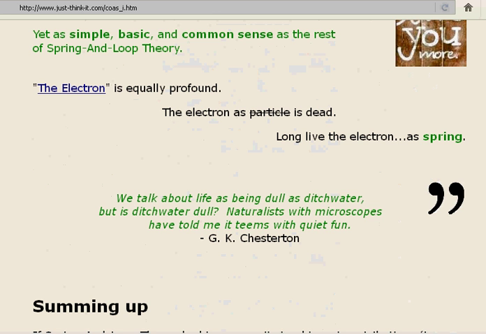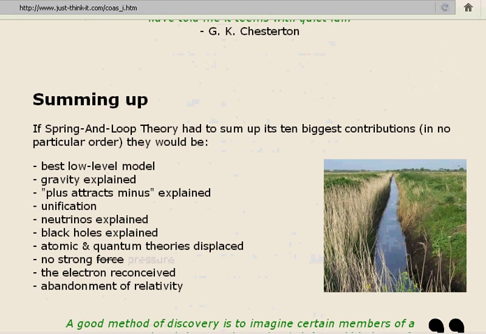We talk about life as being dull as ditch water, but is ditch water dull? Naturalists with microscopes have told me it teems with quiet fun. G.K. Chesterton. Summing up, if spring and loop theory had to sum up its 10 biggest contributions, in no particular order, they would be: best low-level model, gravity explained, plus attracts minus explained, unification, neutrinos explained, black holes explained, atomic and quantum theories displaced, no strong force, the electron reconceived, and the abandonment of relativity.